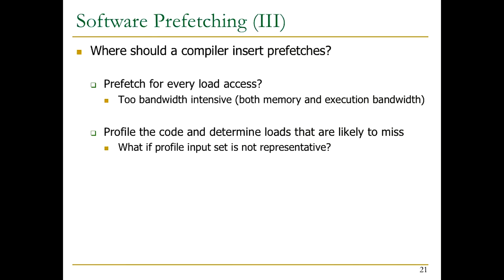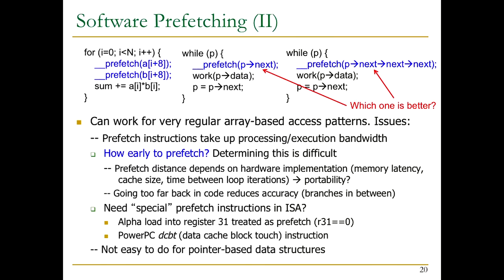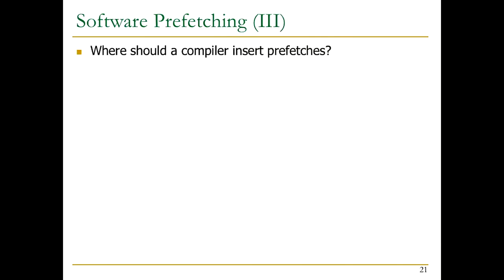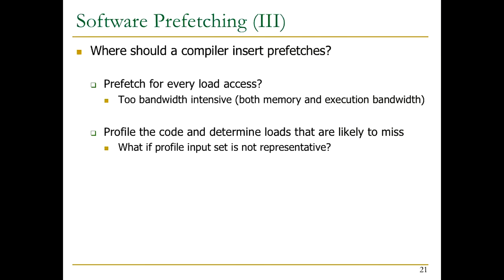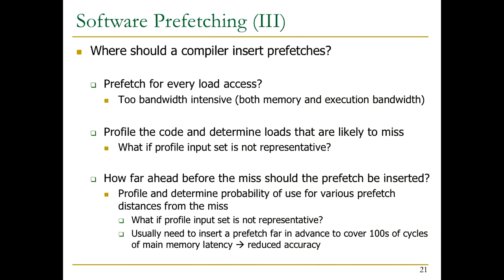I'm talking about in general right now, not specific access patterns, because if you have a really specific access pattern like this, then you may be able to play a lot of games there to make it work. But if it's more general, how do you know what instructions are going to miss in the cache, right? What if your profile input set is not representative?